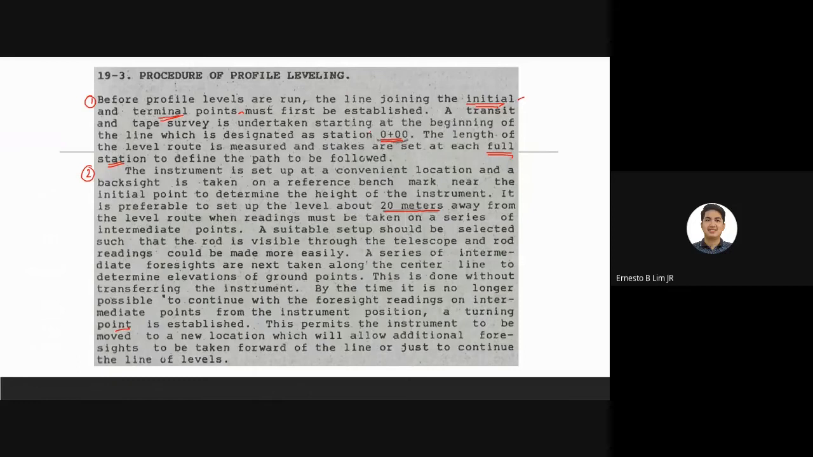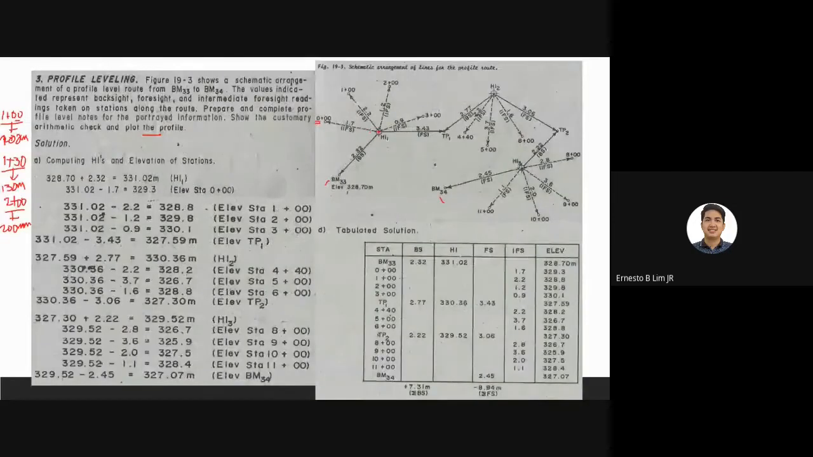The instrument man will try to have a backside here for your BM33. For your benchmark, the first type of sight in profile leveling is a backside, no? This is the backside, 2.33, in order for you to determine the height of the instrument for the first setup.